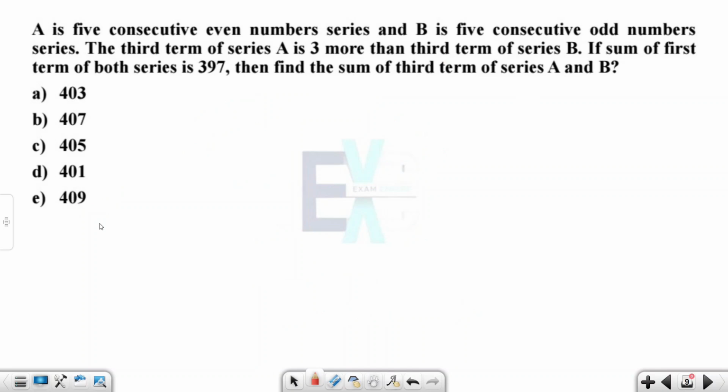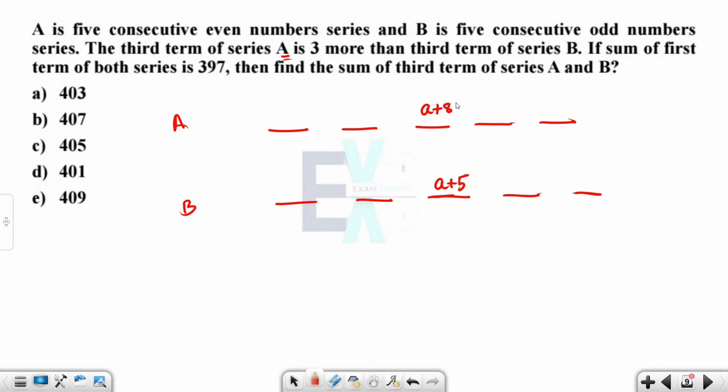Okay, next. A is a series of 5 consecutive even numbers and B is a series of 5 consecutive odd numbers. The third term of series A is 3 more than the third term of series B. That means what they are telling is, if here it is even, and if here it is a plus 5, this will be 3 more, that is a plus 8, right? So from this we can tell, see what is given.